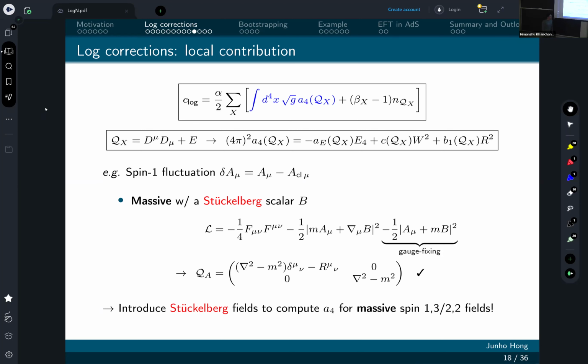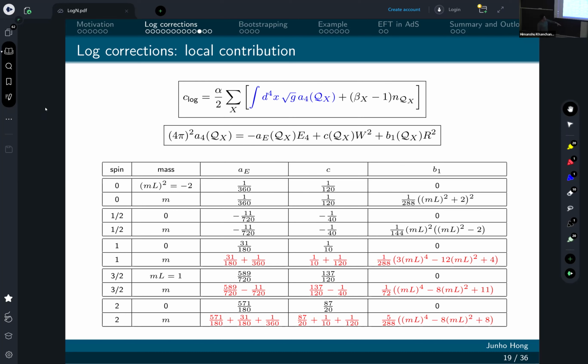So you might be worried about if this prescription is the correct way to compute the Hickman coefficient. I'm going to give you a very non-trivial evidence that this is the proper way to compute the Hickman coefficient later. But for now, if you believe me, then we are done with the local contribution. Whatever the Kaluza-Klein supergravity is, once the spectrum is given, you just use this table to compute the Hickman coefficient for each field and add all of that. Then you get the full A4 coefficient.